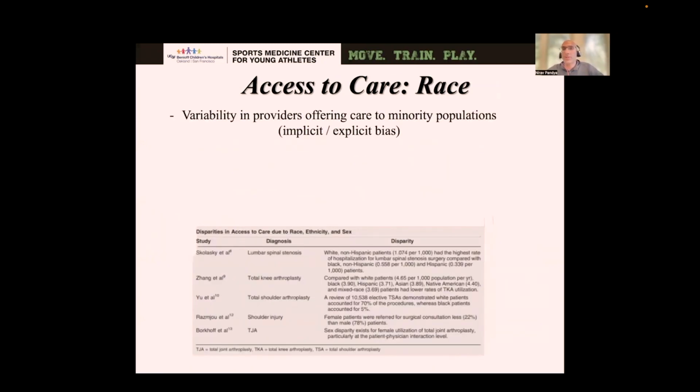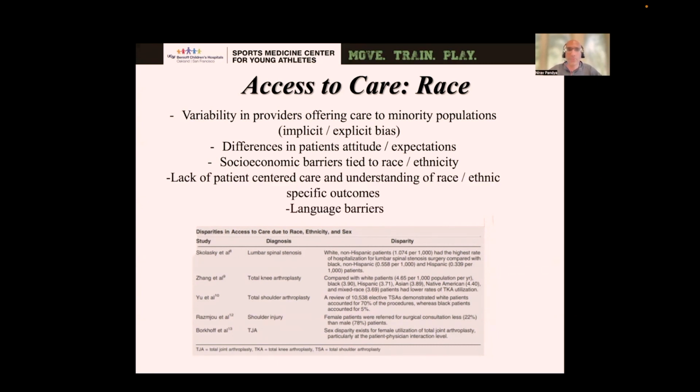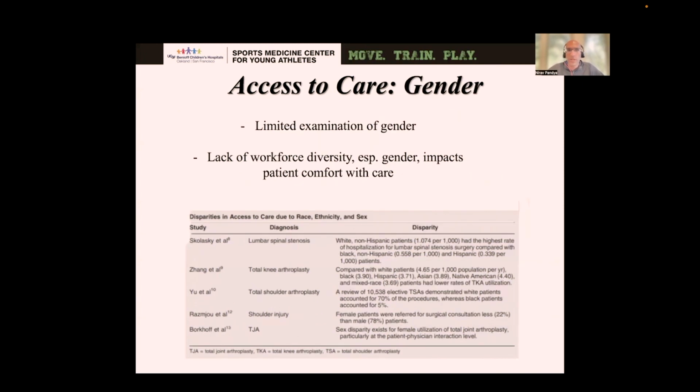When you look at race in terms of access to care, you see variability in providers offering care to minority populations. That can be explicit and it can be implicit as well. And then on the back end, you're also seeing differences in patients' attitudes and expectations. There are these socioeconomic barriers that are tied to race and ethnicity, and there's a lack of patient-centered care and understanding of race, ethnicity-specific outcomes. And there are language barriers, so all these will impact care and lead to morbidity and mortality.